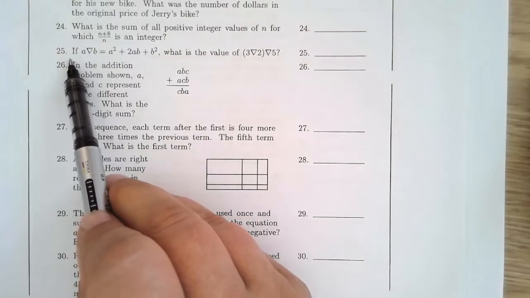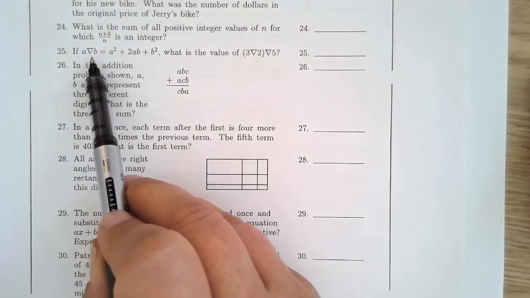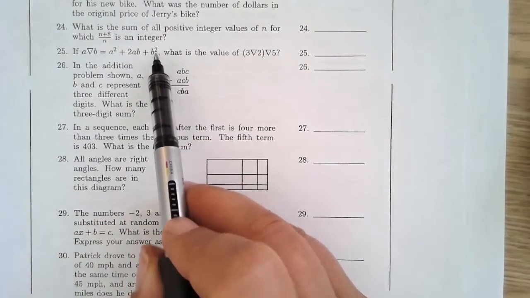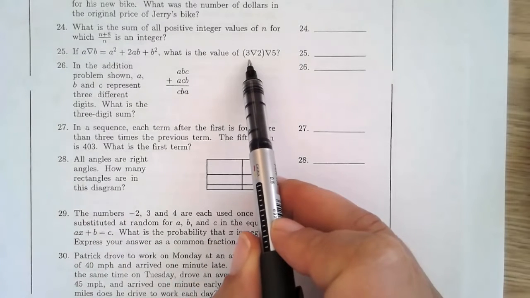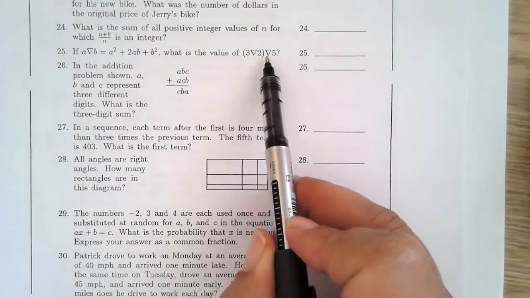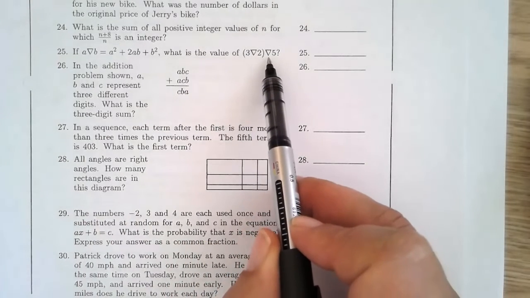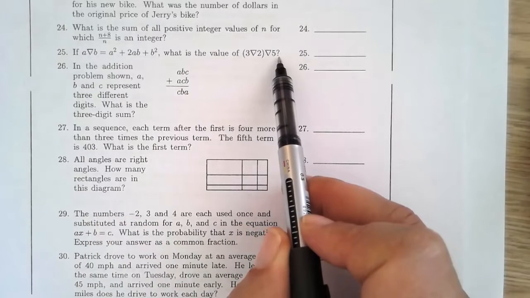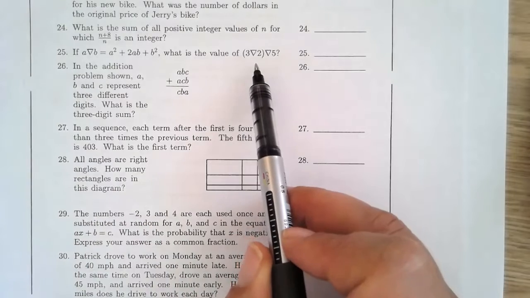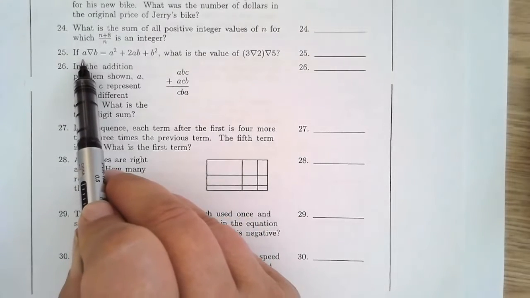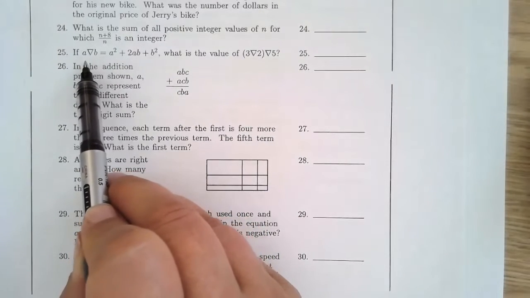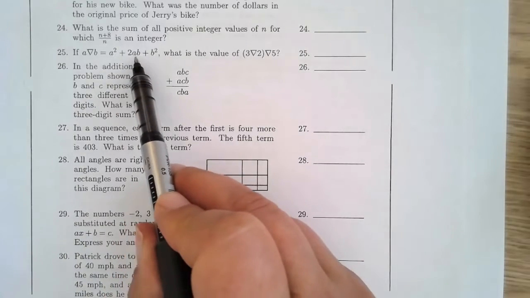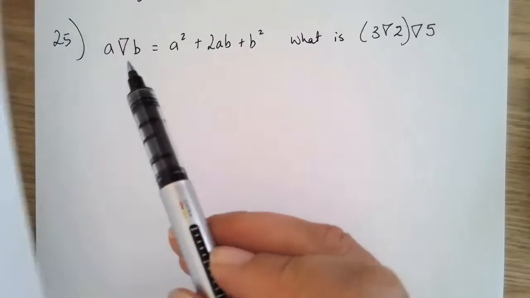Question 25. If a triangle b equals a squared plus 2ab plus b squared, what is the value of 3 triangle 2 in brackets triangle 5? So this is really sort of a functions question where we assume that if we put numbers in for a and b, then we can work out what these are. We already know a and b, so it becomes substitution.